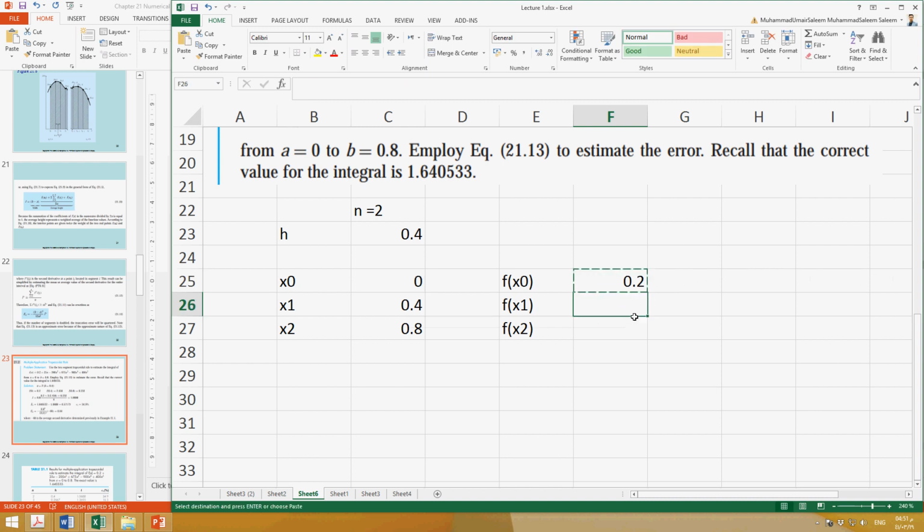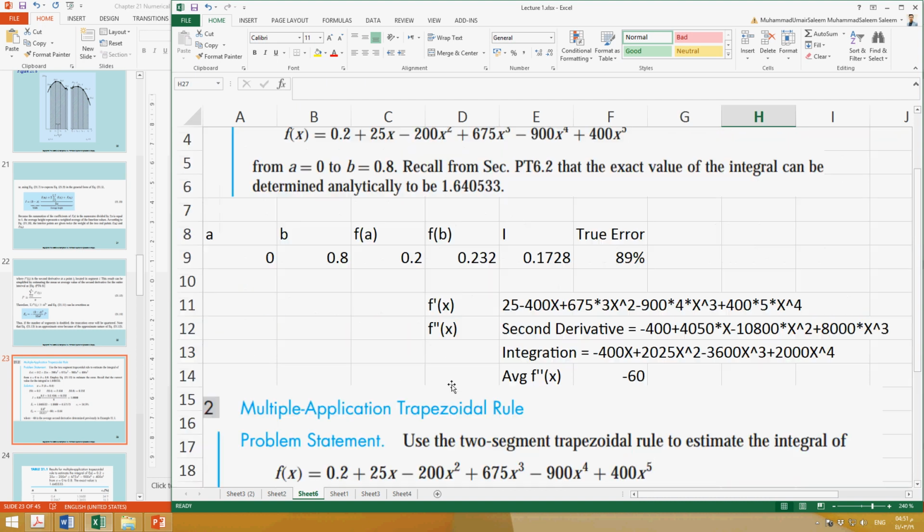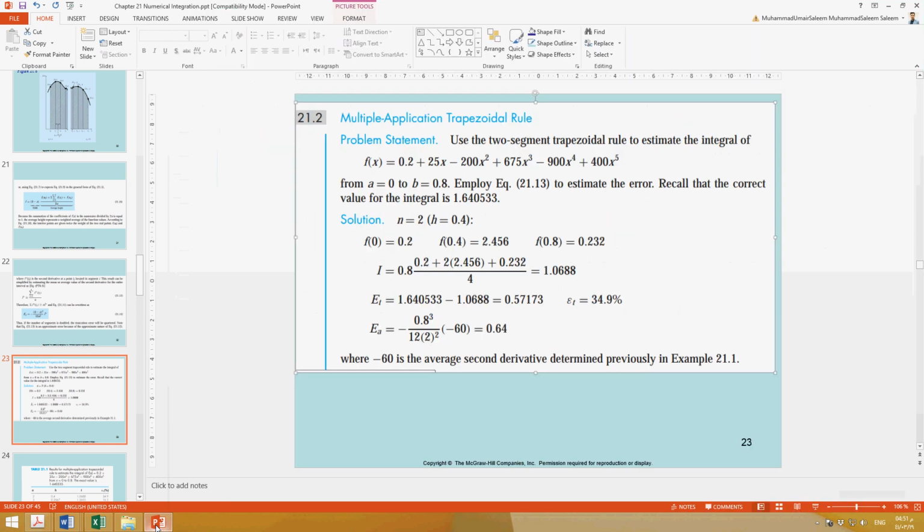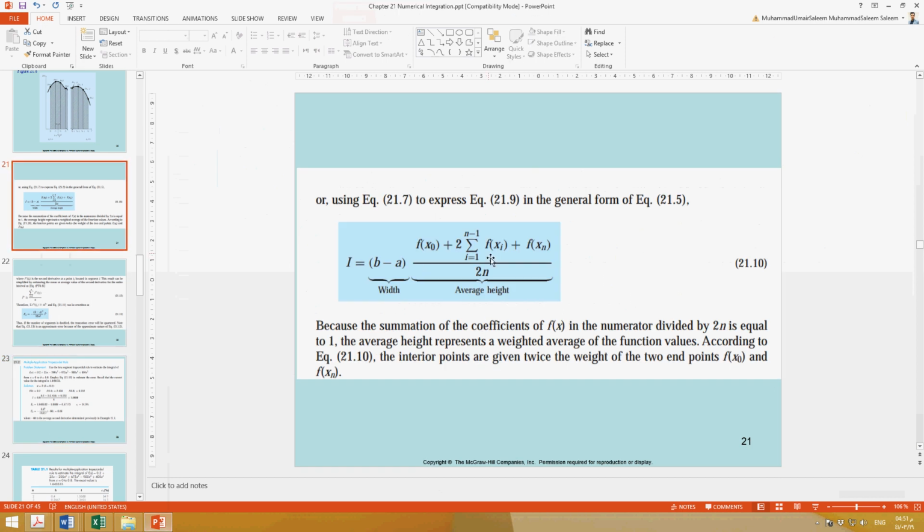Okay, and then I Control C, Control V here, and then Control V here. So these are the values, and now I can apply the trapezoidal rule formula that I have just shown you sometime before this one. Here this is the summation of the values in between these 2 points. For example, now we have just 1 point, so this will be 2 times f of x1.